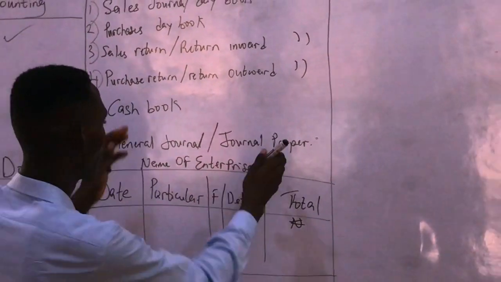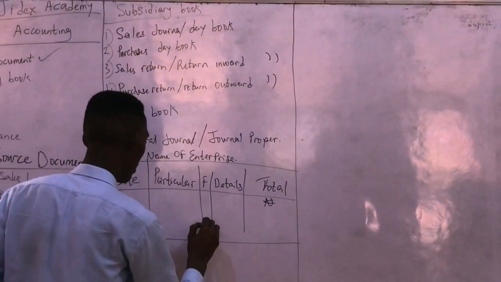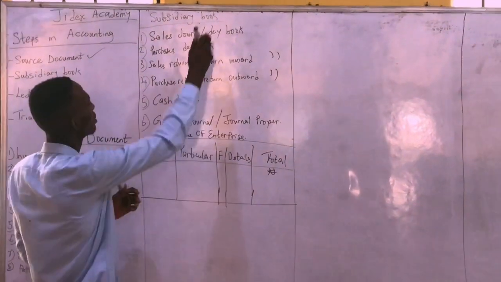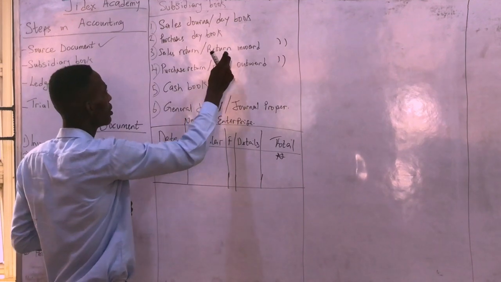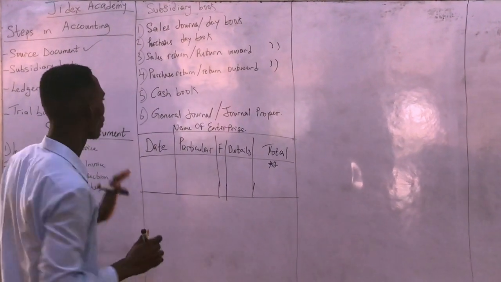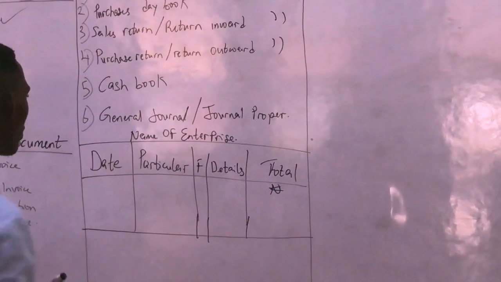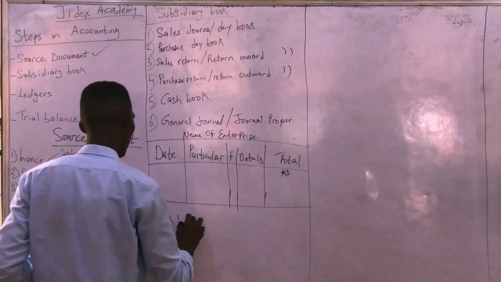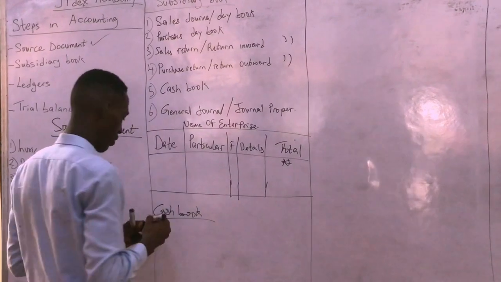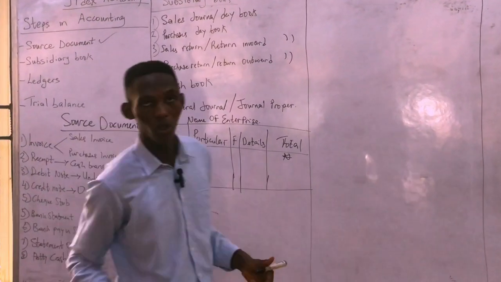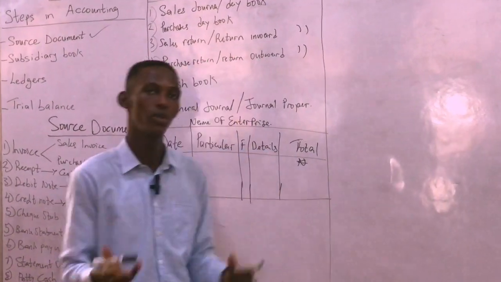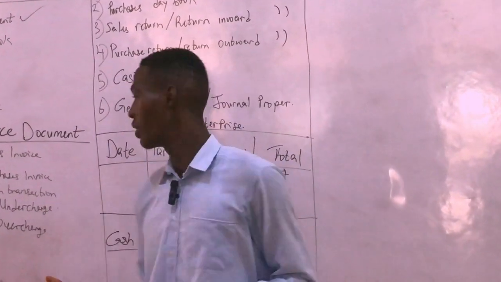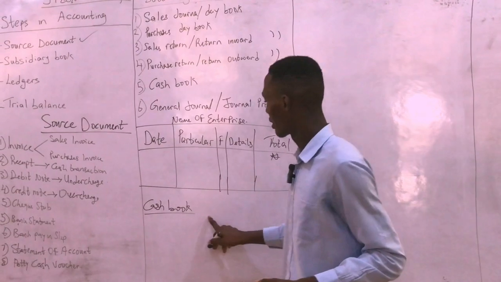Because this on its own is a mark. So you see this format, you can use this for sales day book, purchase day book, return inward and return outward. But once it comes to cash book, we have single column, double column, three column and multi column. That multi column is known as petty cash book. Are you with me? So that's what cash book is all about.